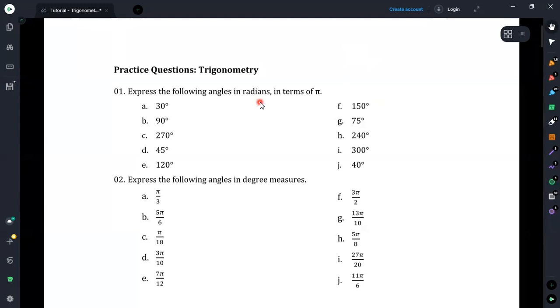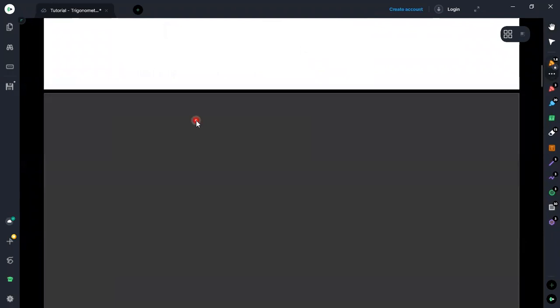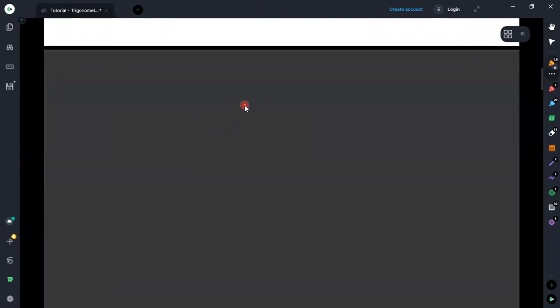In the first question, I will discuss part A, part D, G, I, and J. You can try the rest of the conversions. Therefore, if I directly go to the discussion of the answers, in the first question, the angles are given in degree measure, and we are asked to convert them into radian measure.